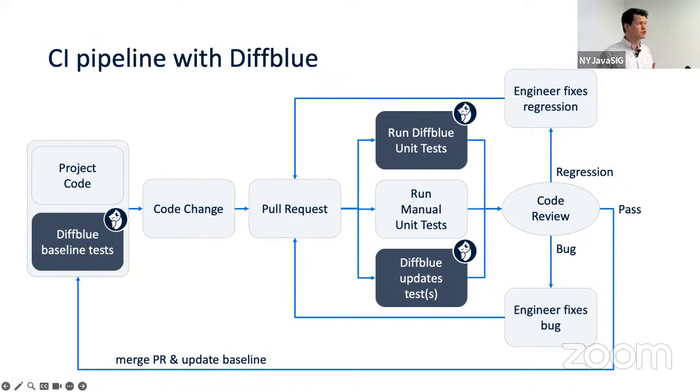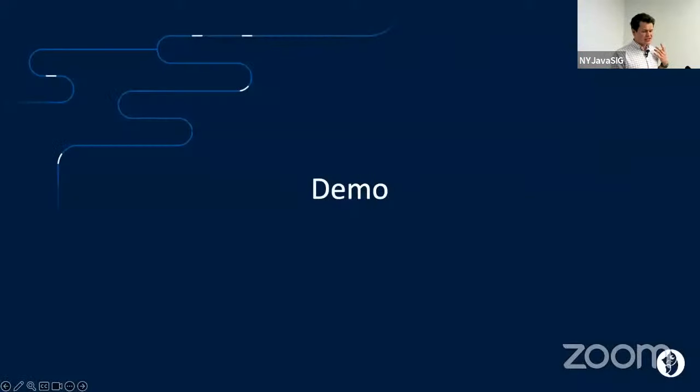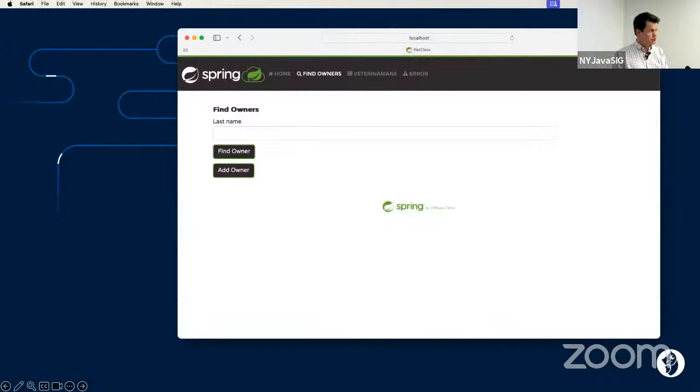So now when you do your code review, spotting is it a regression or a bug, or is my code good? Validating that your code is behaving as expected is much easier. So let's have a look at this with some code. So I'm going to jump over here to Safari.